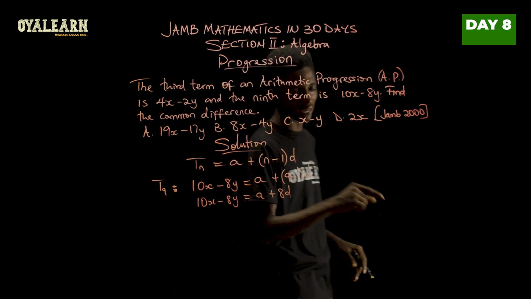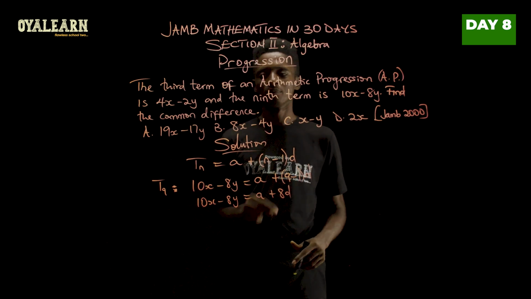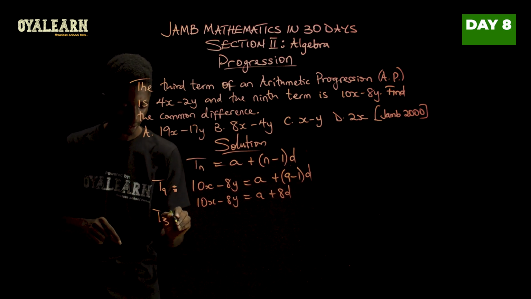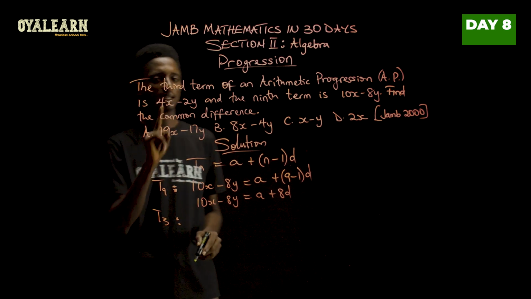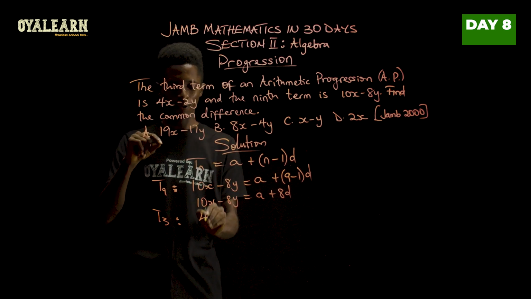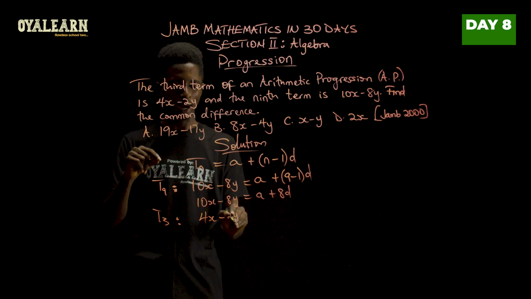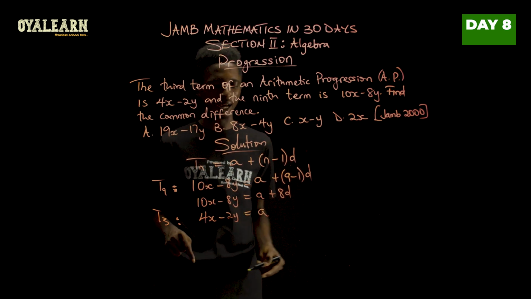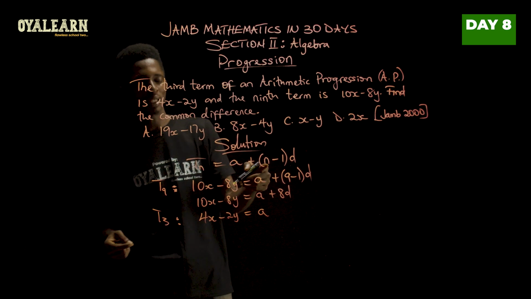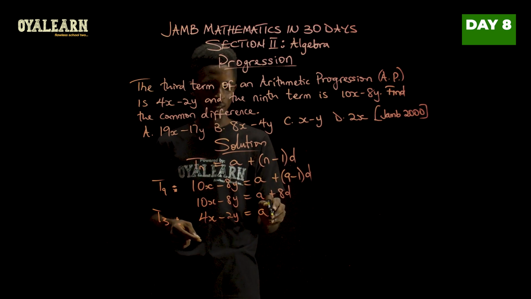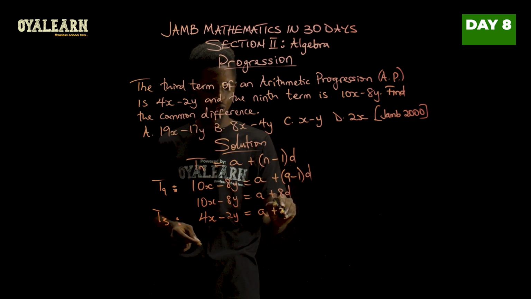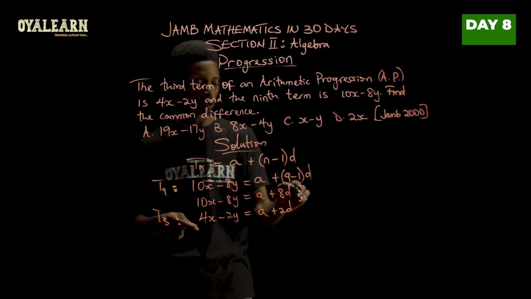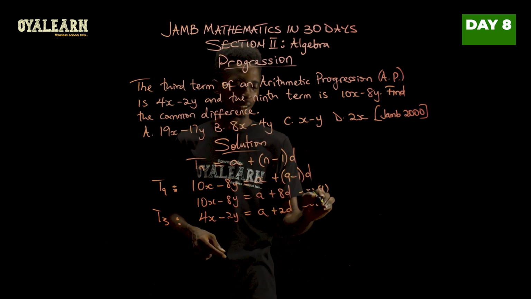Now applying the same thing for the third term, we're going to have T3. That will be given by, now the third term itself is 4x minus 2y. And this equals the first term as well, following the same formula. Now, since it's the third term, n will be 3. So 3 minus 1, that's 2. So plus 2D. Now, what we have to do here, we see that we have two equations, like so.